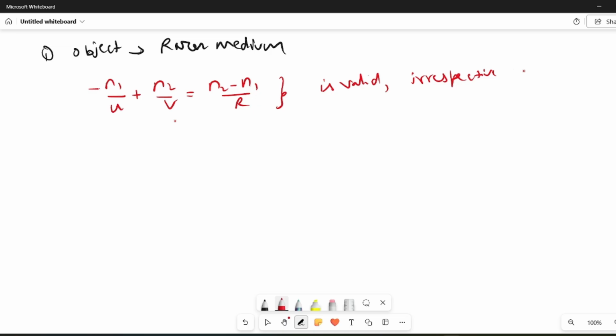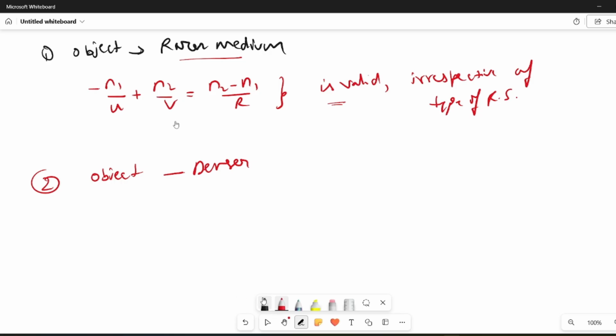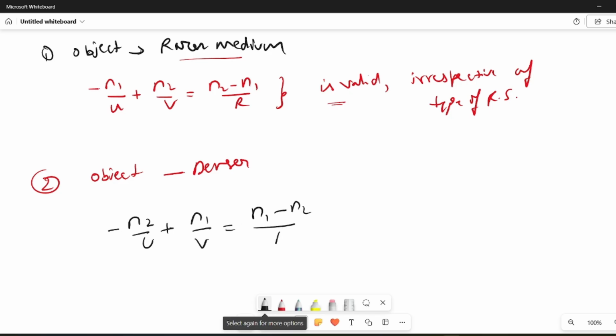It is valid irrespective of the type of refracting surface. You can take any type of refracting surface. If the object is placed in the rarer medium, this relation is going to be valid and nothing else is related here. And the second concept tells us that if your object is placed in the denser medium, then the other relation which we have solved, that is minus n2 upon u plus n1 upon v equals n1 minus n2 upon r, is going to be valid irrespective of the type of refracting surface.